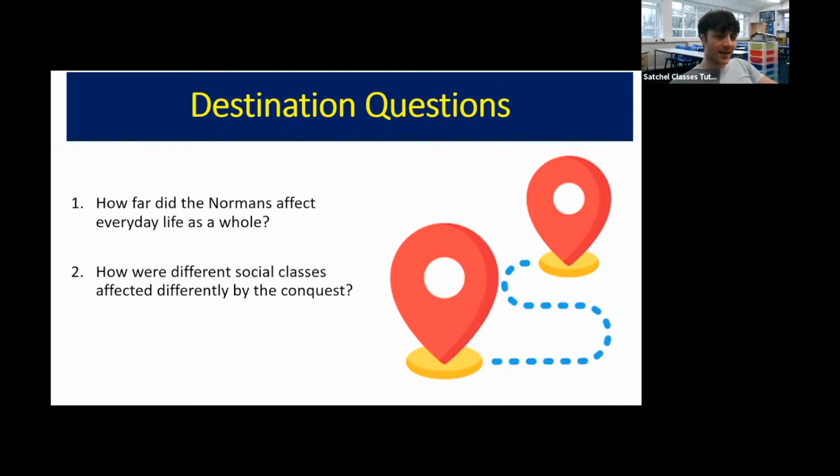Our second destination question is a little bit more complex. It's how were different social classes affected differently by the conquest? Now, what I mean by social class is what sort of level you are in the hierarchy of Norman England. For example, the aristocracy would be the highest class, the peasants would be the lowest, and then among the peasants, you would have the freemen who are slightly higher and the villeins who are slightly lower.